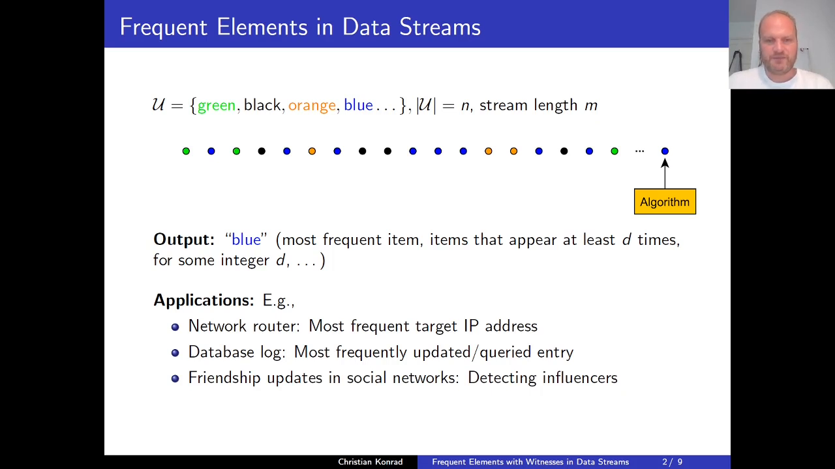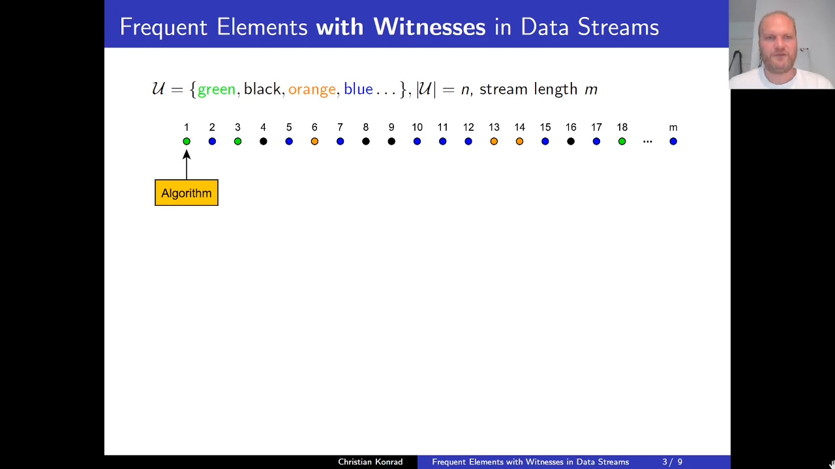But we can also, for example, think about social network graphs. Suppose we see the sequence of friendship updates in the social network graphs, then we could detect a node of large degree, which could, for example, be an influencer. Now, in this paper, we introduce a variant of the frequent elements problem, and we call it the frequent elements with witnesses problem in data streams.